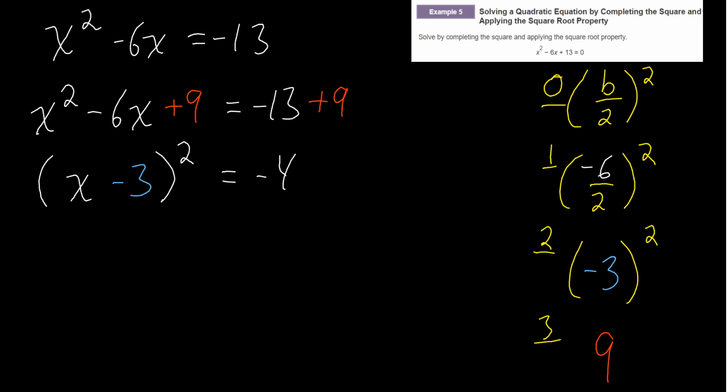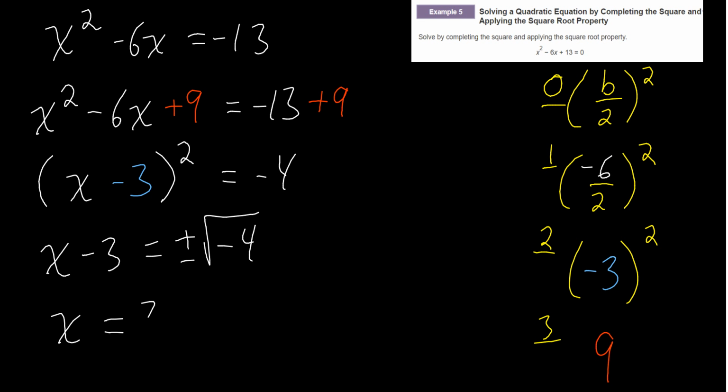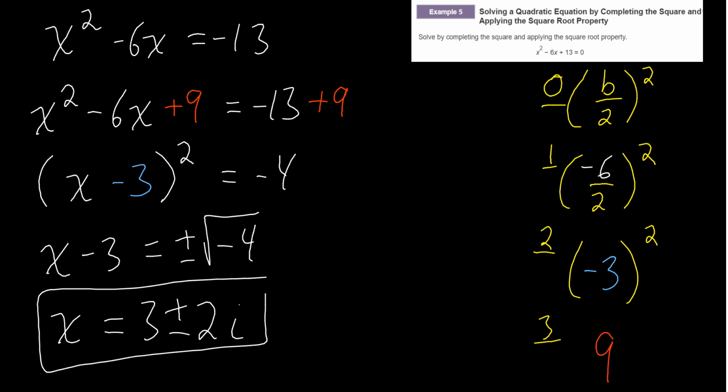So if we take the square root of both sides, we end up with x minus 3 is equal to plus or minus the square root of -4. All right, well, the square root of -4 we know is 2i, right? And we add 3 to both sides, so we're going to end up with x equal to 3 plus or minus 2i. Okay, and there we go. We solved this problem by completing the square.